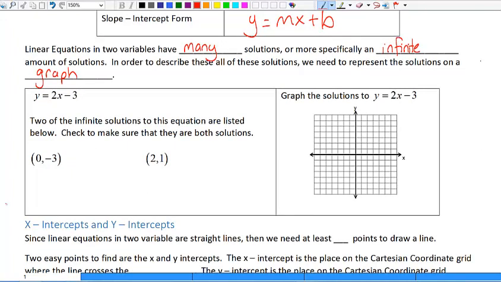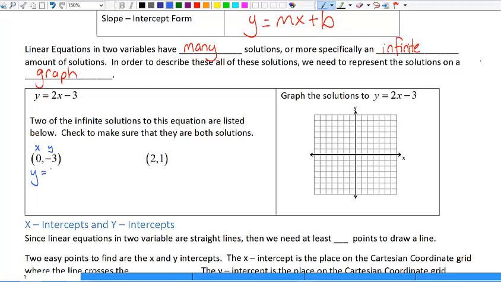So in this example, y equals 2x minus 3. Two of the infinite amount of solutions to this equation are listed below. I want you to make sure you can check that they're both solutions. Now, this is baby steps. I'm giving you 2 points, okay? Eventually, you're going to have to find your own points, but working up to that, this time I just give you both. This is the x-coordinate and y-coordinate of a solution. Let's just make sure that it works.